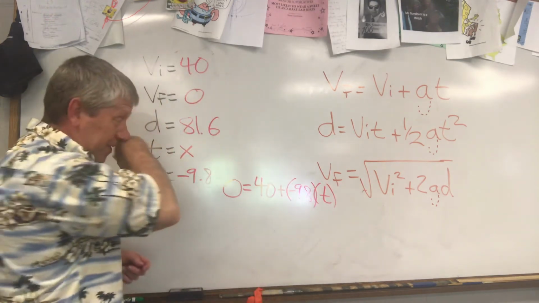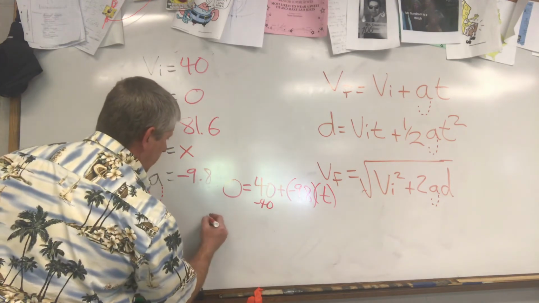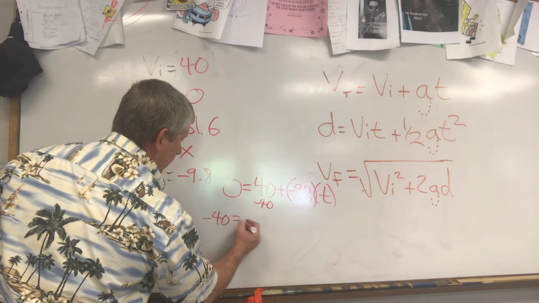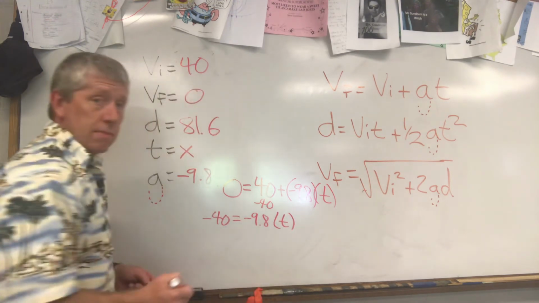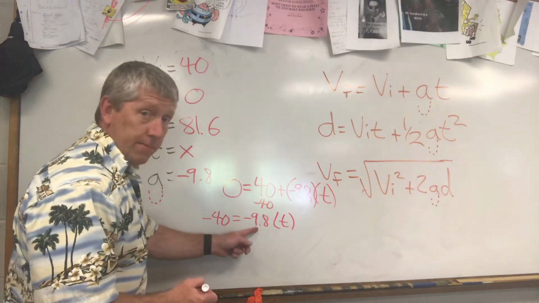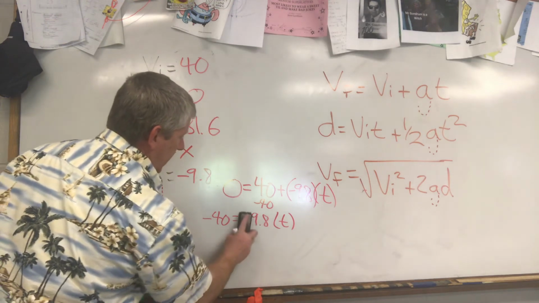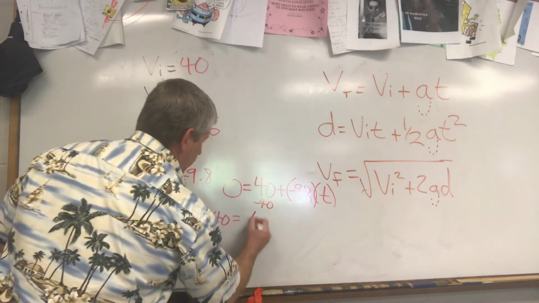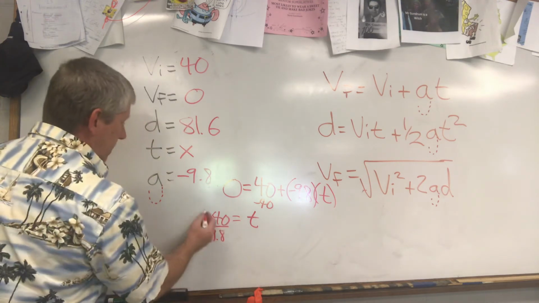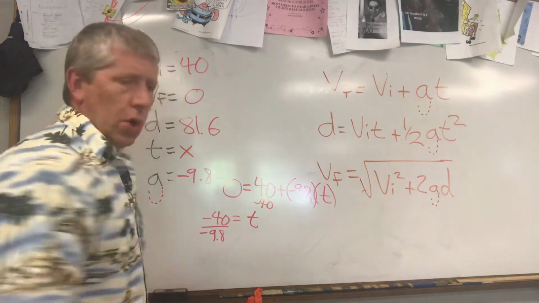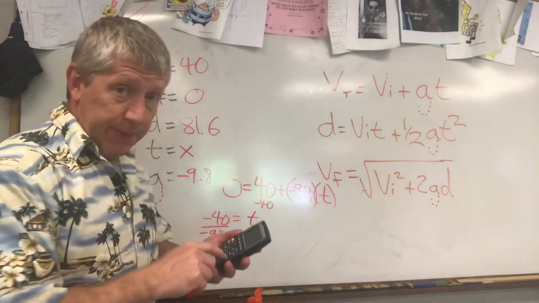Okay, solve for t. Subtract 40 from both sides. This is going to be 0 minus 40 is negative 40. Negative 40 is equal to negative 9.8 times time. Divide by 9.8, both sides. So this goes away. Negative 9.8 divided by negative 9.8, negatives cancel. You get a positive value. You always get a positive value for time. You always will. You can get negative values for some things, but not time.